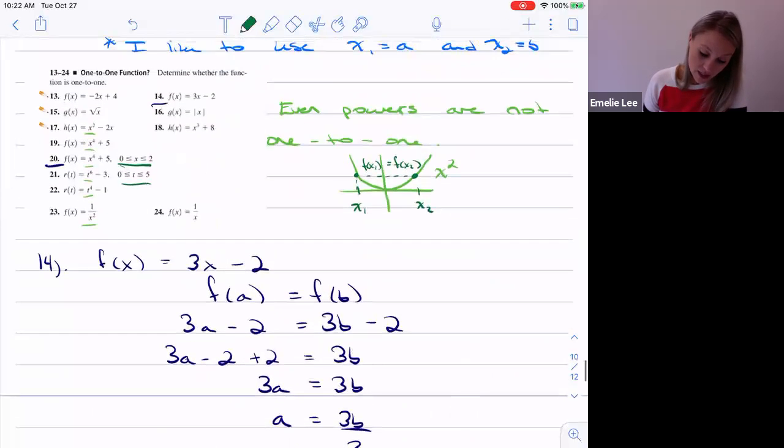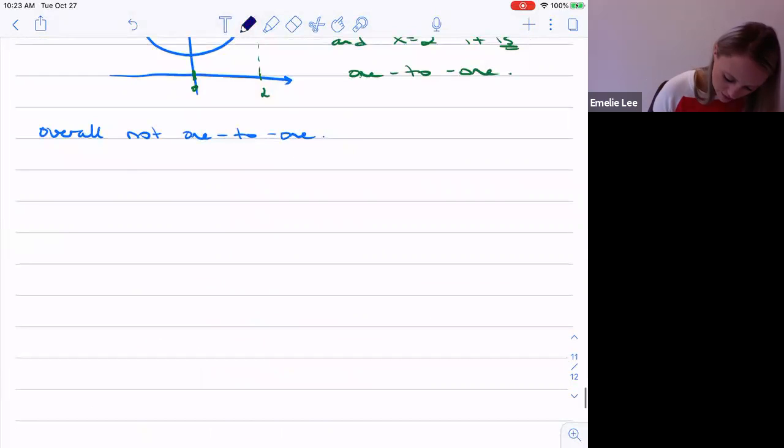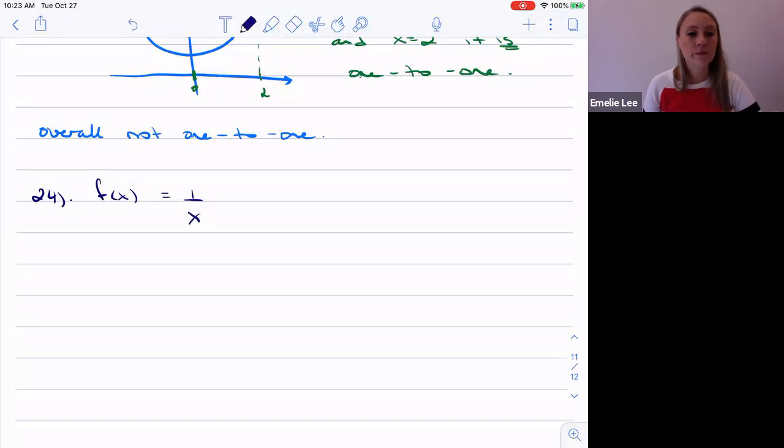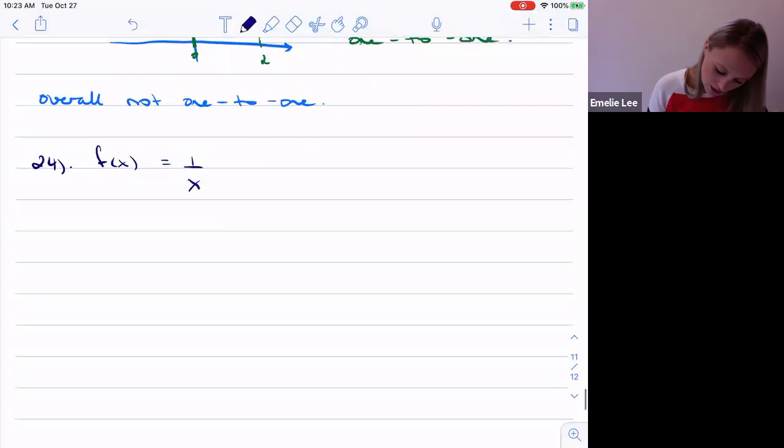but if I ask you to prove if a function, so here it just says determine whether the function is 1 to 1. This is how we prove that it's 1 to 1. So if I wanted to show, let's see here, I wanted some fractions. Oh, 24 maybe. So 24, I have f of x is 1 over x. So prove it is 1 to 1.